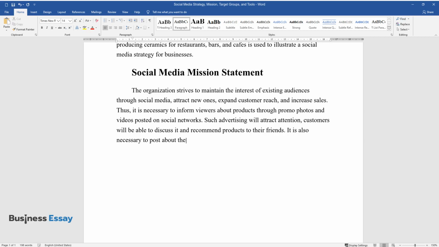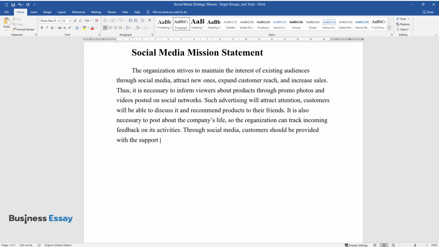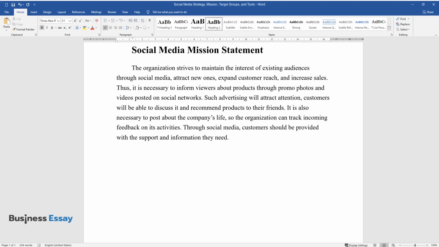It is also necessary to post about the company's life so the organization can track incoming feedback on its activities. Through social media, customers should be provided with the support and information they need.